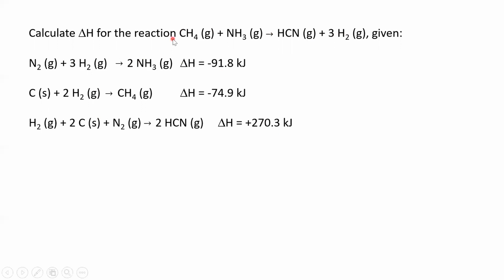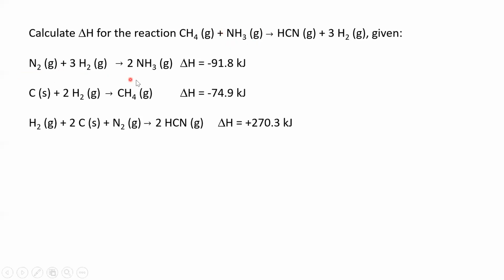So I like to work from what I want to what I'm given. So I want to end up with CH4 on the reactant side. It's here in the second reaction. Think about what you have to do to this reaction to get CH4 where you want it to be. Sometimes you don't have to do anything, but it's on the product side and we want it on the reactant side. Think about that. We want ammonia on the reactant side overall.